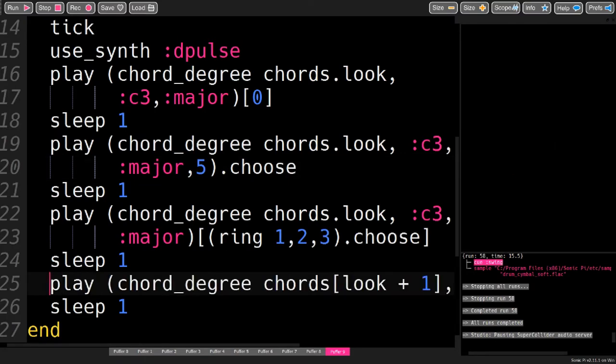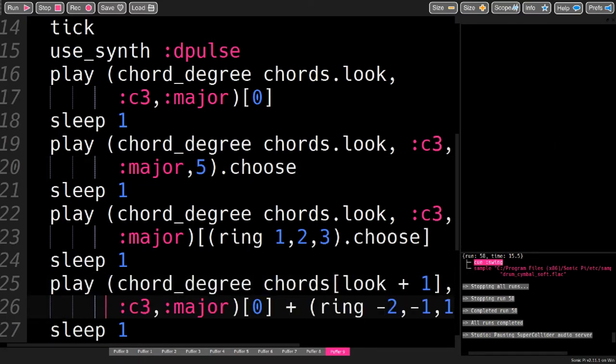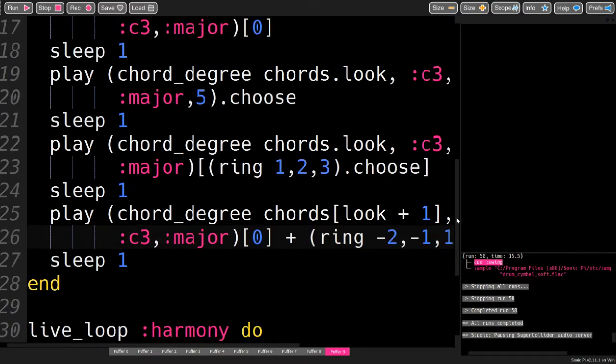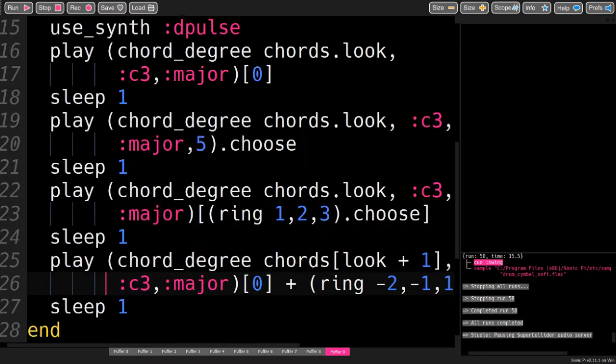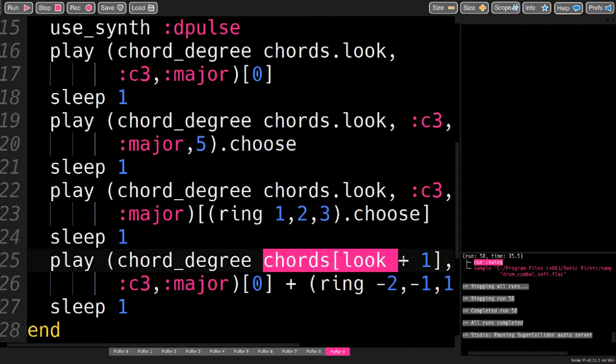So the last note is different, because it doesn't play a note from the chord that we are in this bar. Instead, its job is to lead to the next chord. So instead of just looking up the chord, we use an index and the look plus 1 to get the next chord in the progression.